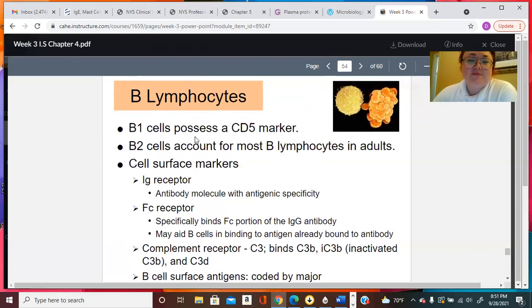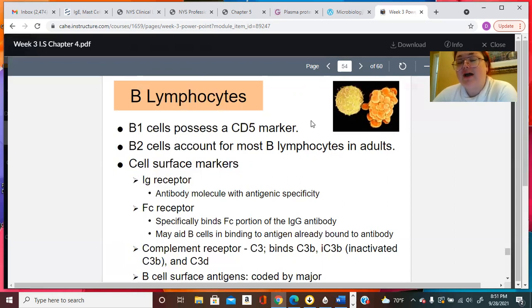B1 cells possess a CD5 marker. That's what you need to know about it for identification purposes. Take into account, we talked about this before, when we use flow cytometry and monoclonal antibodies to identify CD markers on cell surfaces. And B2 cells account for most of the B lymphocytes in adults. So you can kind of think of this in terms of maturity.